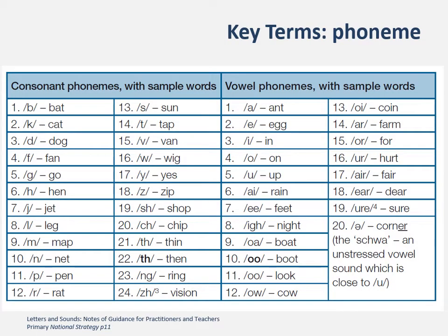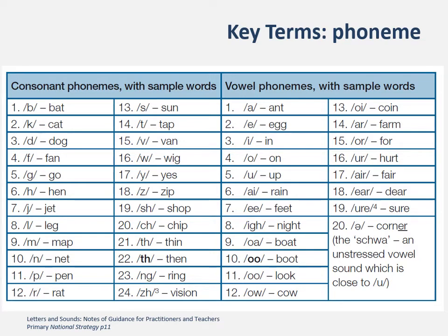And here are the 44 phonemes, and they have been split up into consonants and vowels. If you don't know the difference between a consonant and a vowel, you need to look at the dedicated PowerPoint presentation on consonants and vowels. So here we have the 24 consonant phonemes, and remember we are thinking about the sounds, not the letters. We have those slashes there to indicate sound. So the phonemes are B, K, D, F, G, H, J, U, M, N, P, R, S, T, V, W, Y, Z, Sh, Ch, Th, Th, Ng, J.